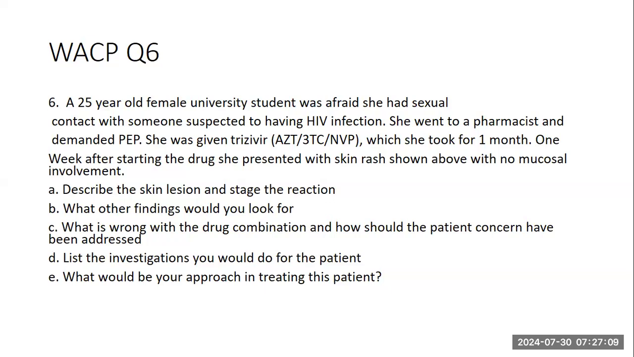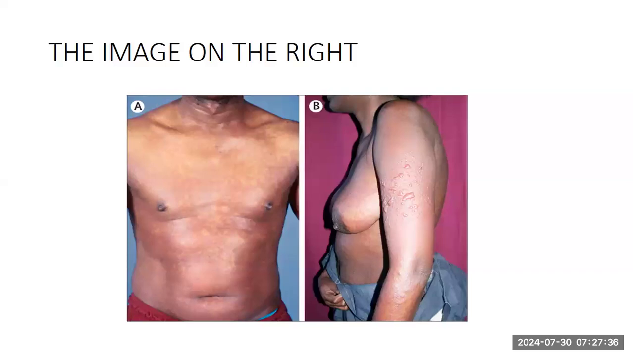The question goes like this. A 25-year-old female university student was afraid she had sexual contact with someone suspected to have HIV infection. She went to a pharmacist and demanded PEP. She was given Trazivir, which she took for 1 month. One week after starting the drug, she presented with a skin rash, sewn above with no mucosa involvement. So this is the skin rash.